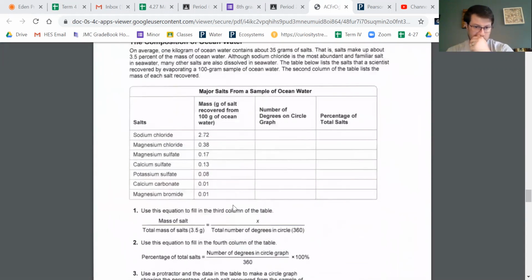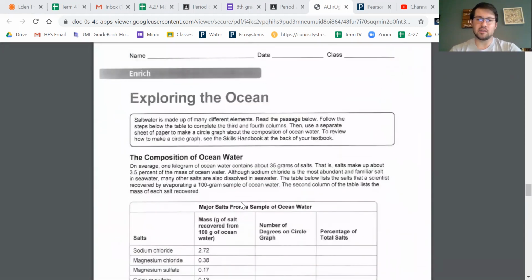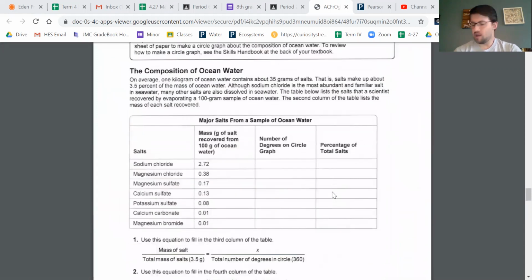This next one is a little trickier. You will need a calculator. It doesn't say that in the materials, but you will need a calculator. I'm going to show you how to do both sodium chloride and magnesium chloride. The instructions are, on average, 1 kilogram of ocean water contains about 35 grams of salts. That is, salts make up about 3.5% of the mass of ocean water.